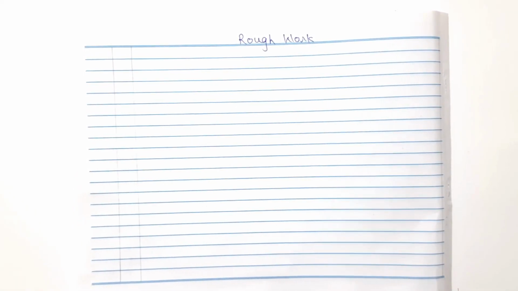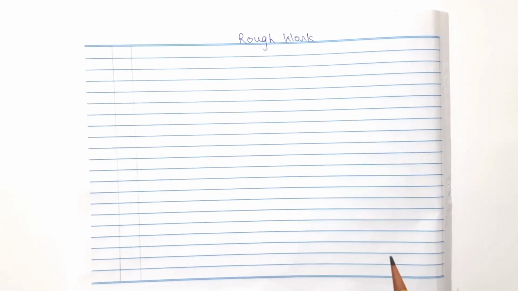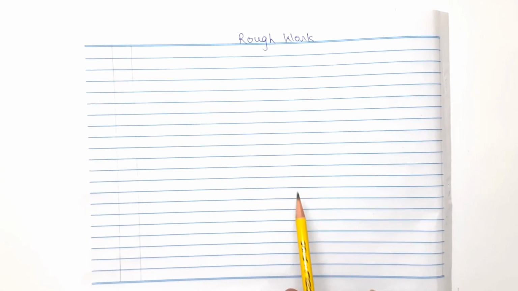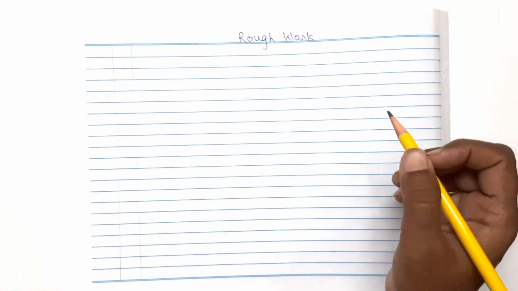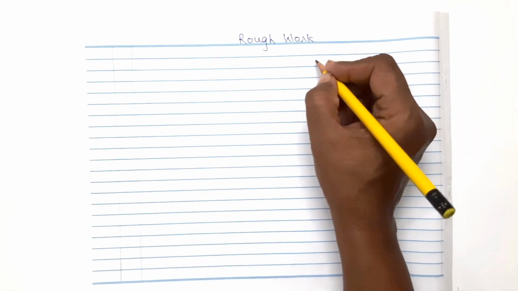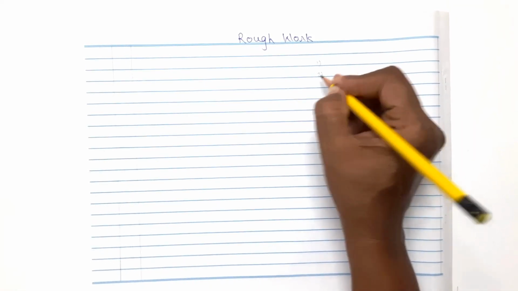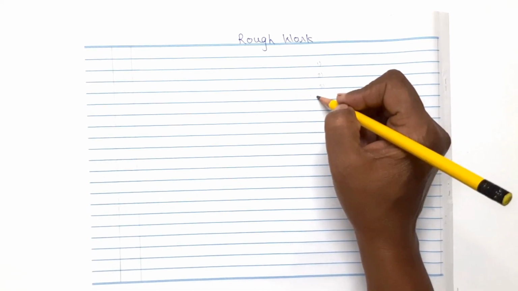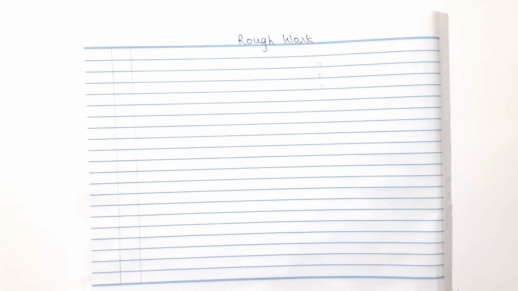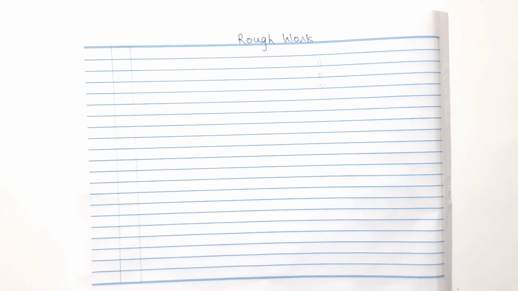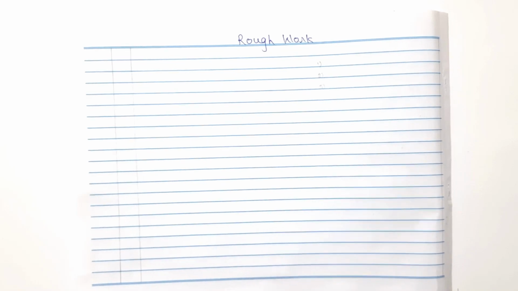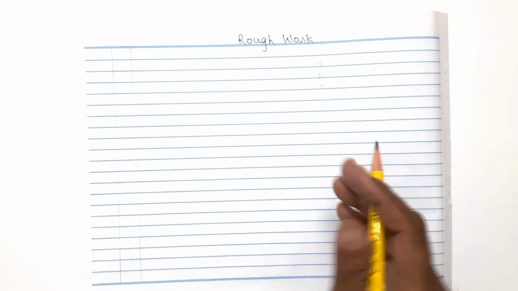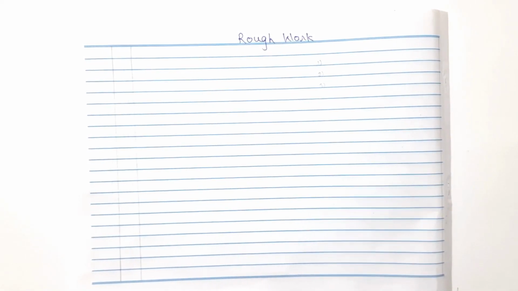Now, in case of languages, you can use this page to arrange the points. Suppose you want to write the letter. So you can write down the points here. Later on you can rearrange it and then write the final letter. This can be used for story writing also. You have to arrange the story here and then write the final story.